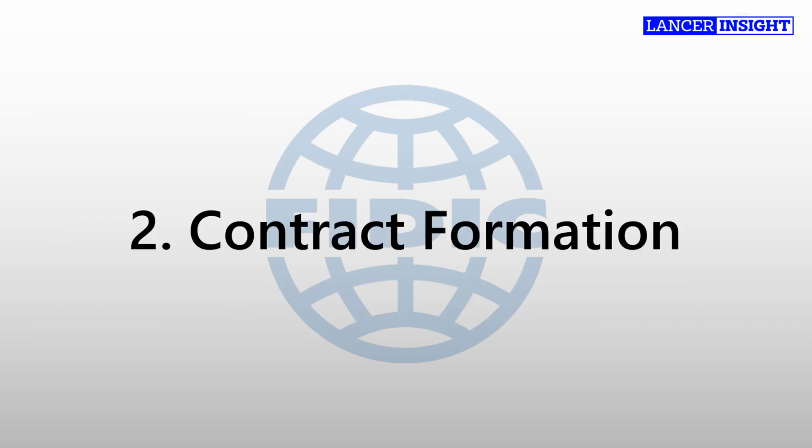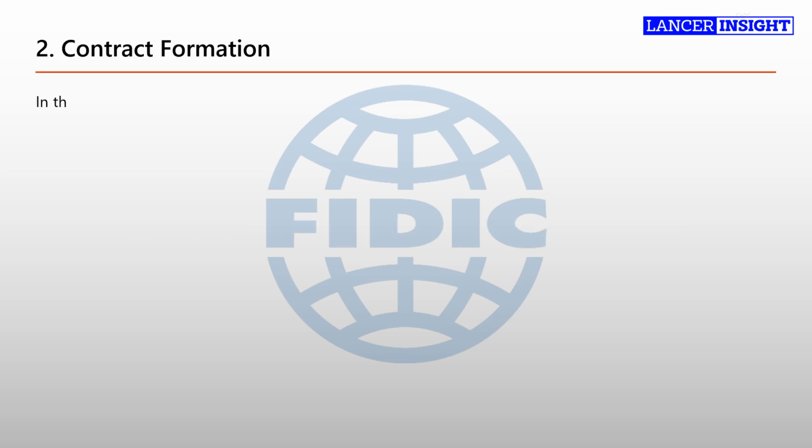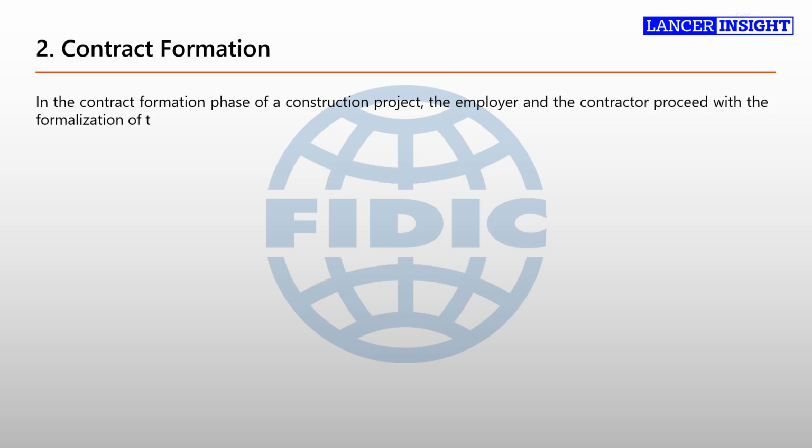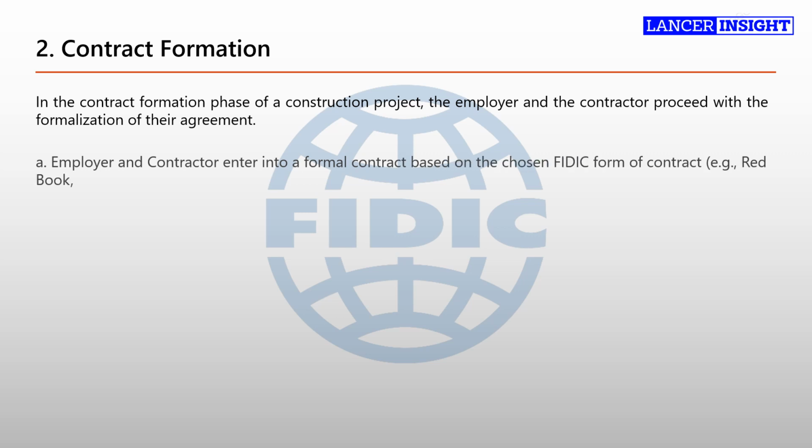Now let's have a look into the contract formation phase. In the contract formation phase of a construction project, the employer and the contractor proceed with the formalization of their agreement. Here is an explanation of each activity. A. Employer and contractor enter into a formal contract based on the chosen FIDIC form of contract.